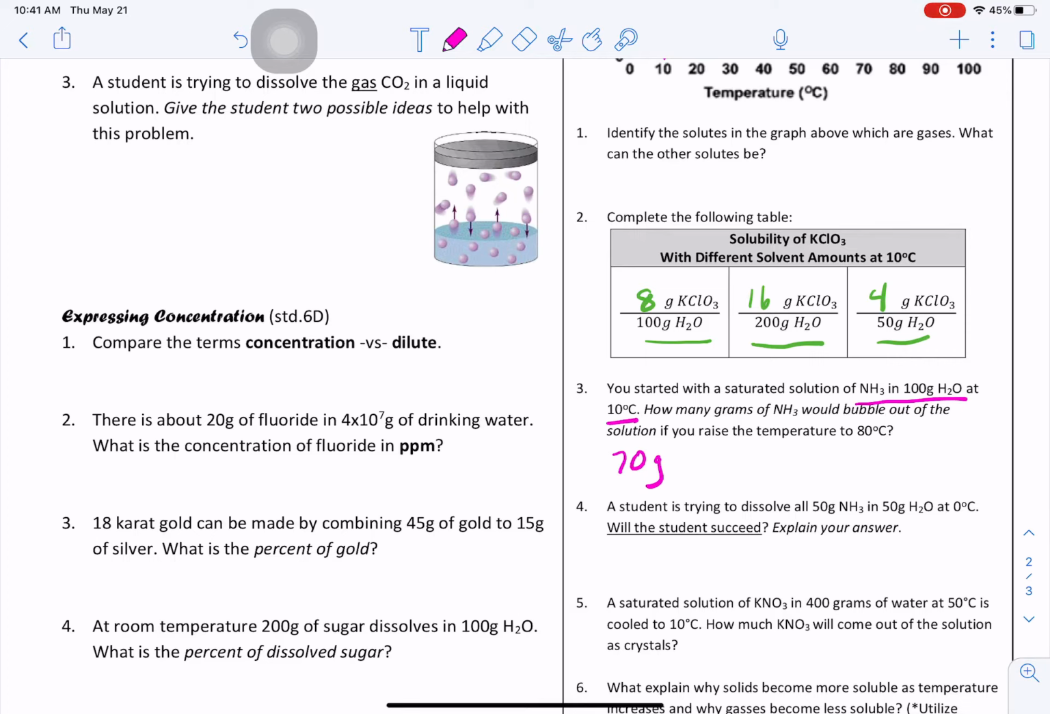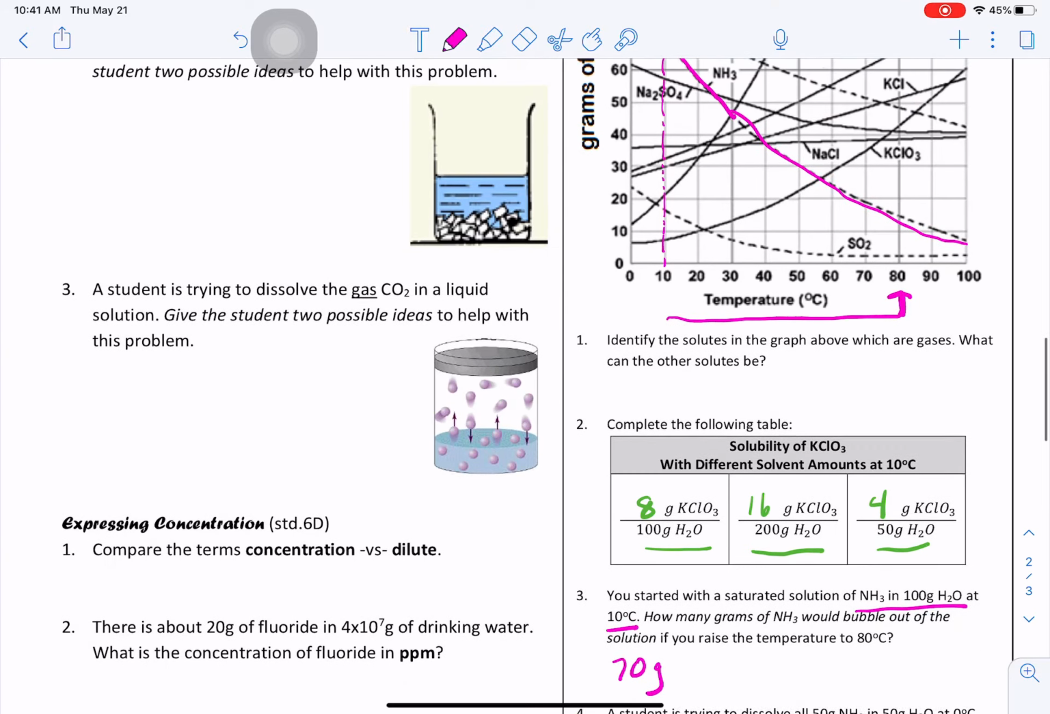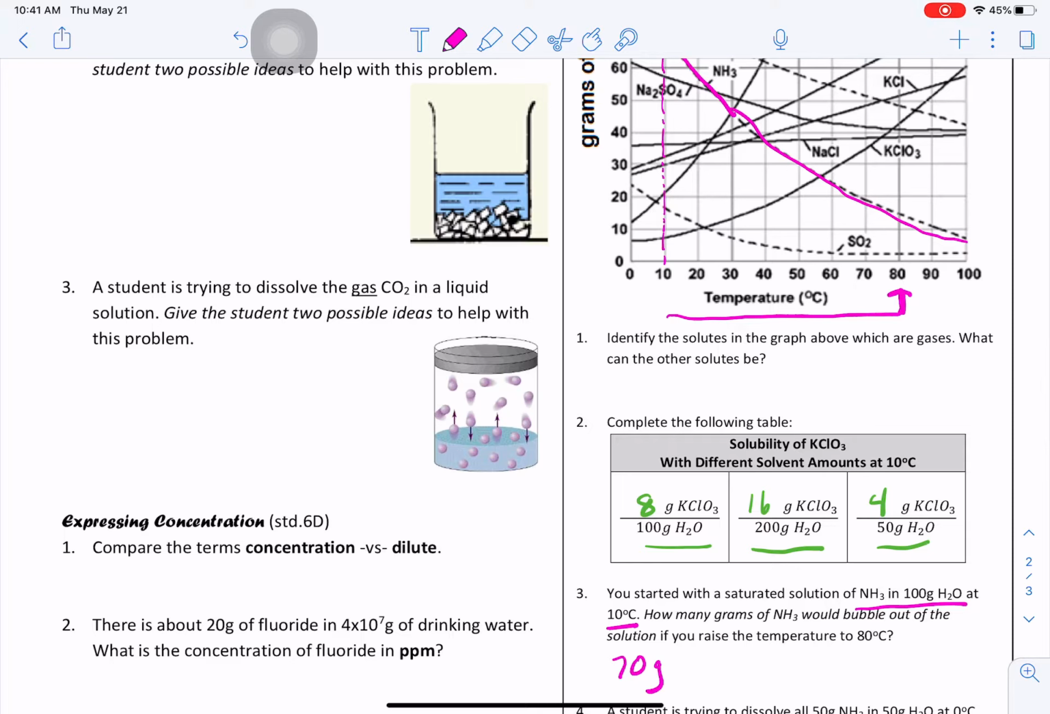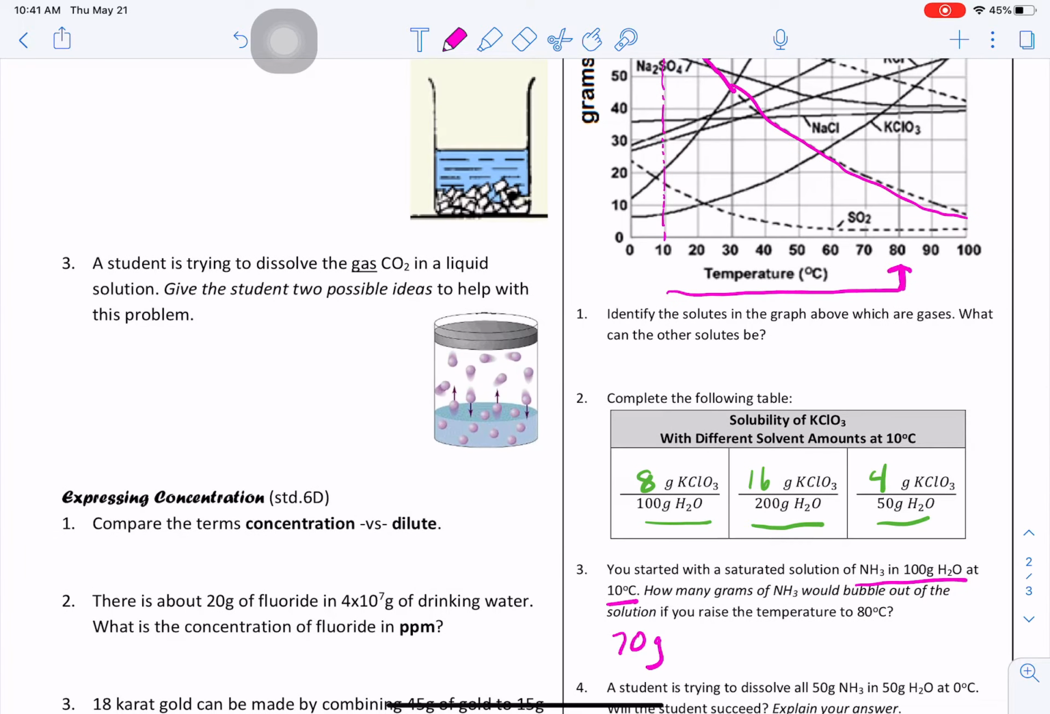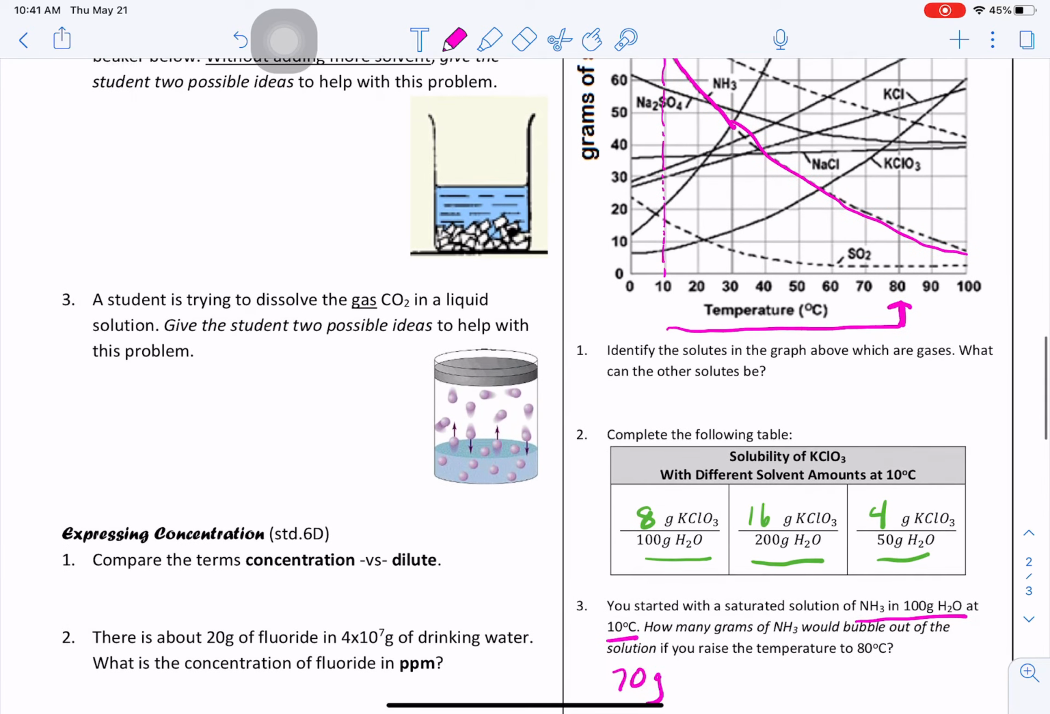Now, how many grams of NH3 will bubble out of the solution if we raise the temperature to 80 degrees? We know that NH3 is a gas. Remember the decreasing line? So if you increase the temperature, gas is going to exit the solution because you're exciting those particles. All right. Now, we want to know, well, how much? We can actually look at the solubility curve and it will tell us how much will bubble out of solution.